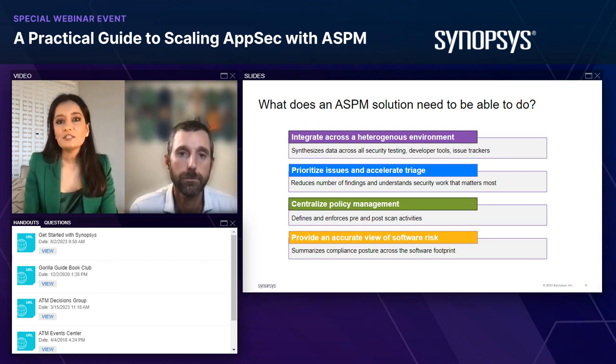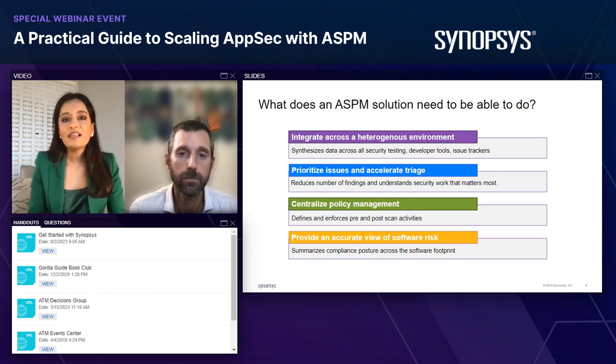The second aspect is being able to prioritize issues in a standardized way to really accelerate that process of triage. What this comes down to is that an ASPM solution allows you to define that criteria of what my prioritization looks like and what security work really matters most to my developer.